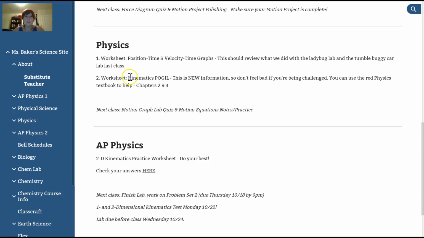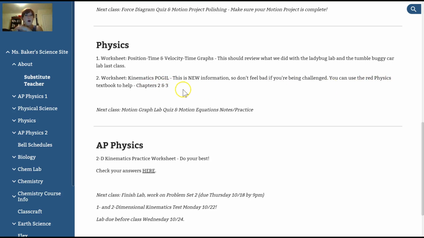Then you have this worksheet. It's actually Pogel Motion Introduction, I think is the actual title. This is new information, some of it. You should start out feeling like it's pretty easy, and then you might think, oh, this is getting a little hard. That's okay. It's supposed to be new. It's supposed to build on what you already know and then get you up to the level where you're going to be amazing. It's fine. You can also use the physics book in chapters 2 and 3 if you get really stuck.